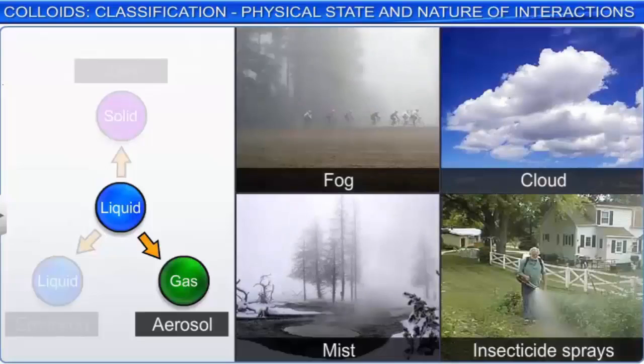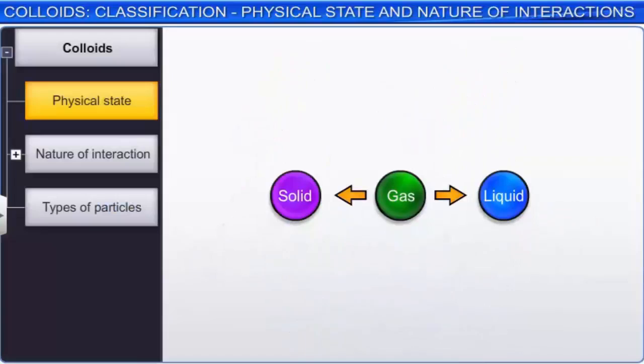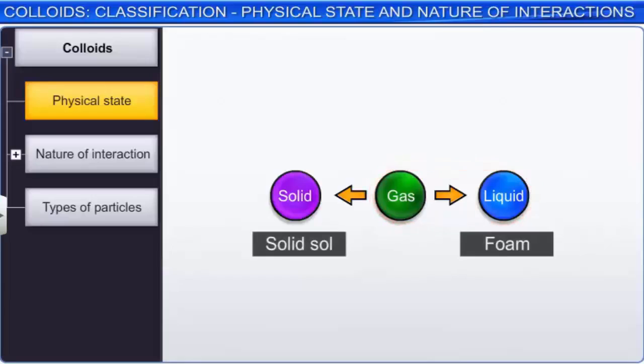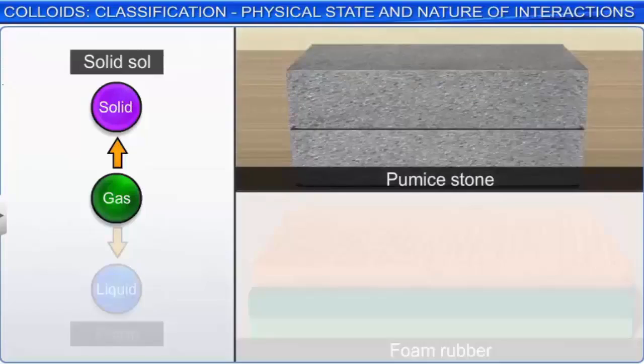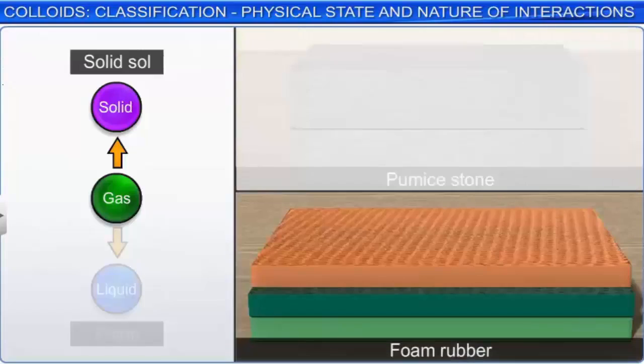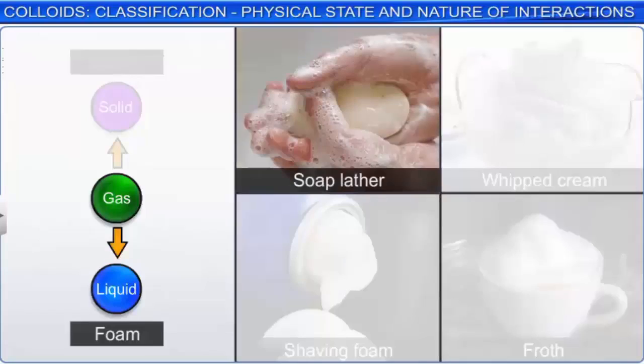Dispersion of a gas in a solid or a liquid dispersion medium results in the formation of solid sol and foam respectively. Examples of a solid sol with gas molecules are pumice stone and foam rubber. While soap lather, whipped cream, shaving foam, and froth are examples of foam.